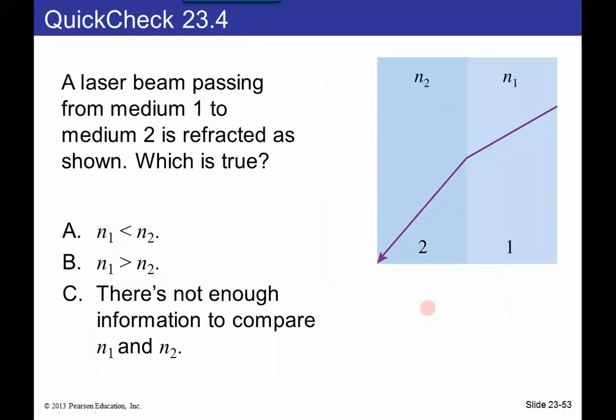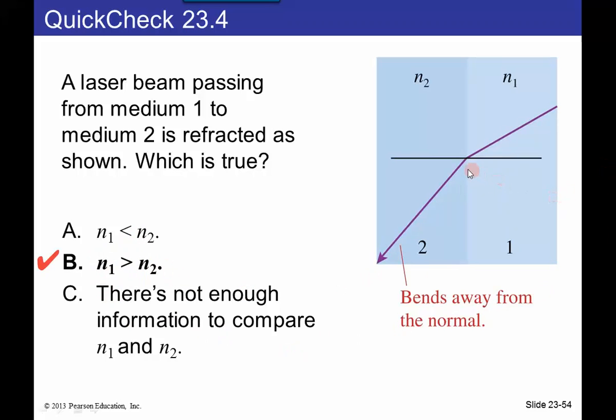So here is a question: a laser beam passing from medium 1 to medium 2 is refracted as shown. Which one is true? N1 less than N2, N1 greater than N2, or there is no information? And the answer is, well, this ray is bending away from the normal, so N2 has to be less than N1.